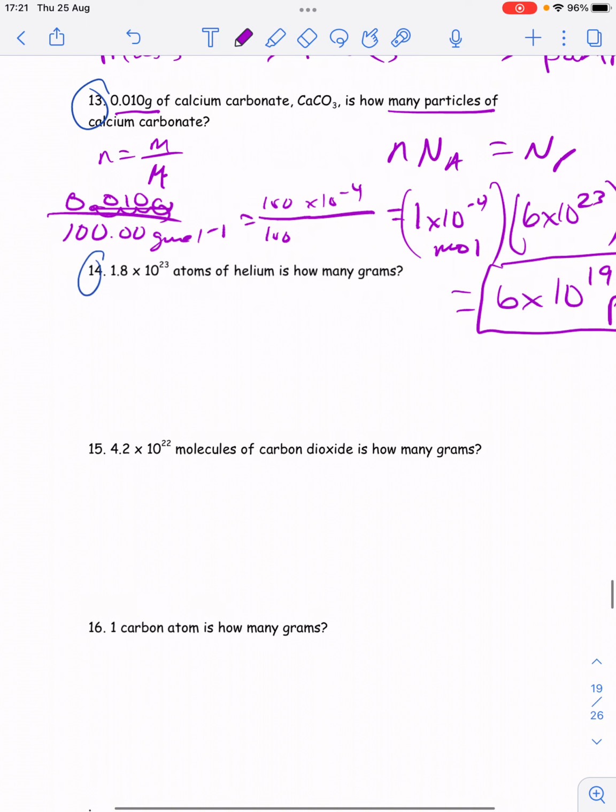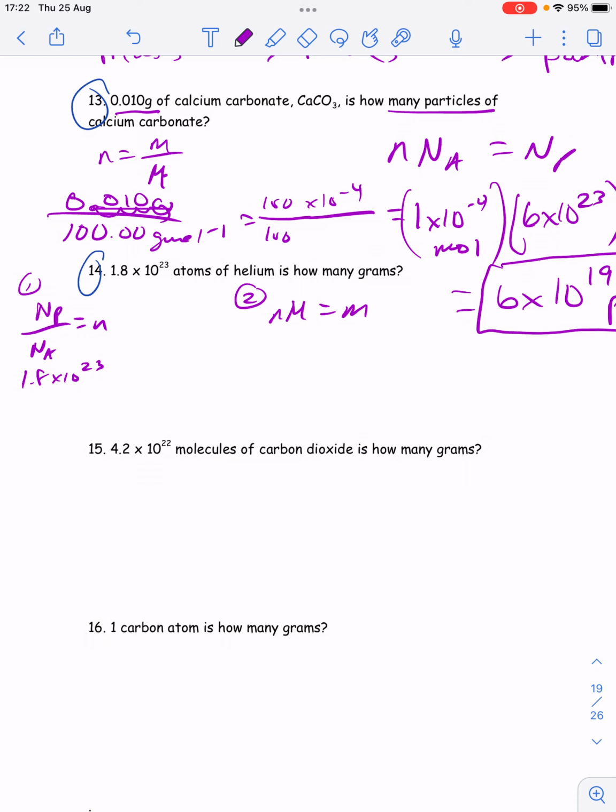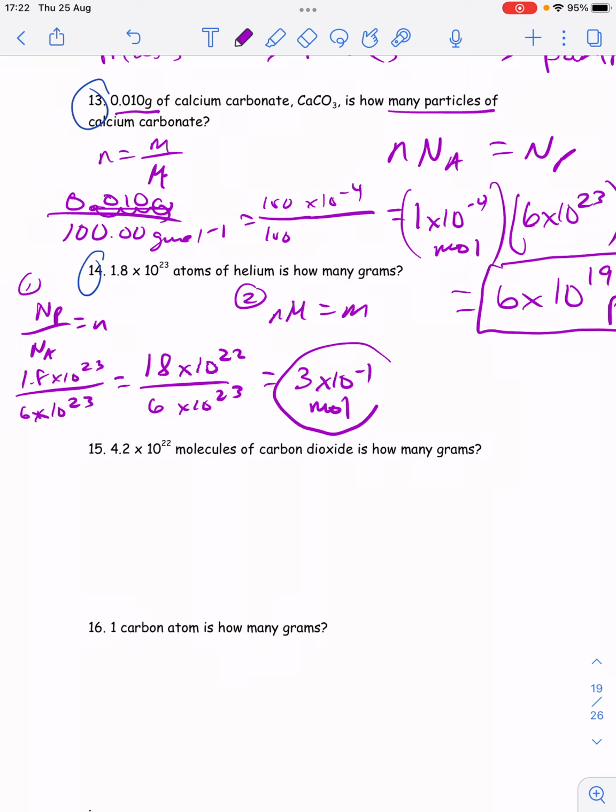And our last homework question here, we got 1.8 times 10 to the 23 atoms. How many grams? So now I'm doing this in reverse. First, I'll use my particles divided by Avogadro's number to get moles, step 1. And then step 2, I'll do moles times molar mass to get mass. So I've got 1.8 times 10 to the 23 divided by 6 times 10 to the 23rd. Let's make it easier. 18 times 10 to the 22 divided by 6 times 10 to the 23rd. So now I've got 3 from 18 divided by 6 times 10 to the minus 1. That's my number of moles. That's the answer to step 1.